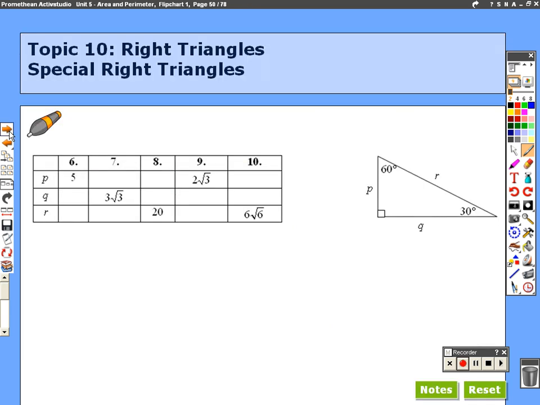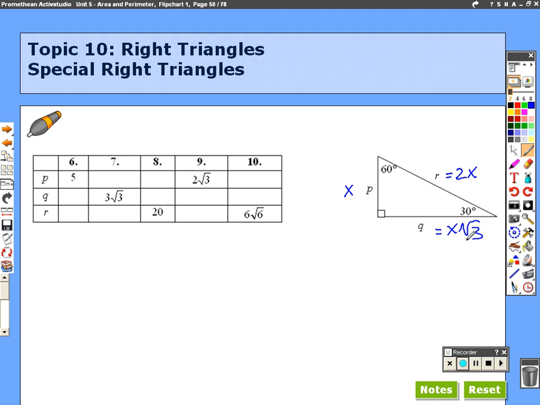Okay, moving on to 6, 7, 8, 9, 10. These are problems about a 30, 60, 90 degree triangle. Let me label that one. We said opposite the 30, always find that 30, across from that is x. Across from 90, or the hypotenuse, is 2x. And across from 60 is x root 3.